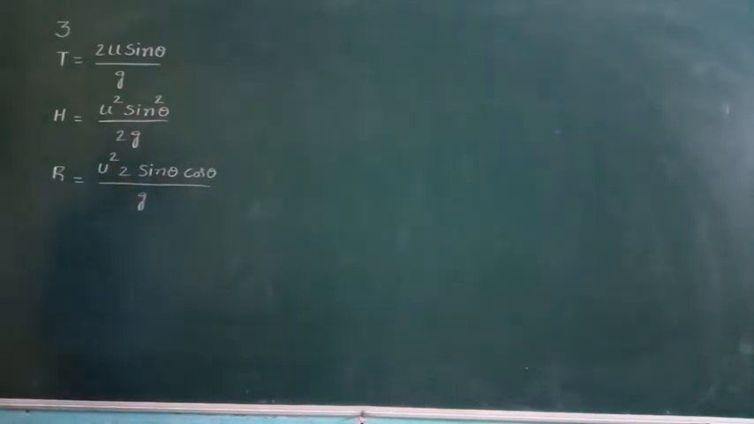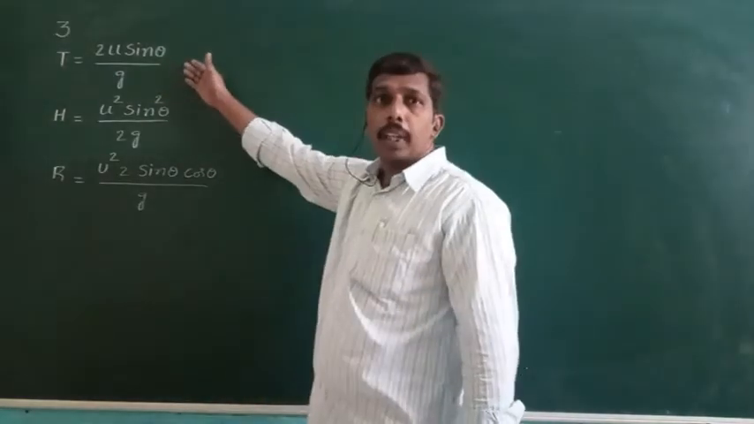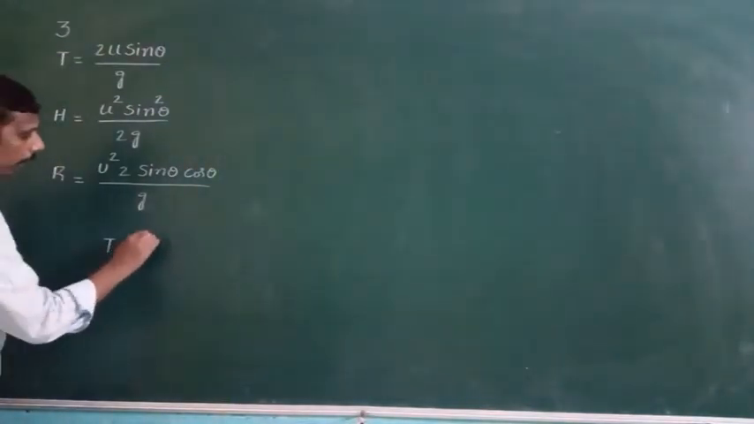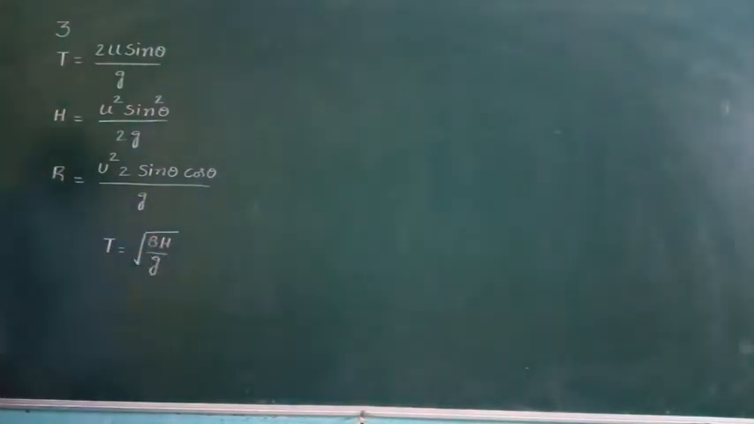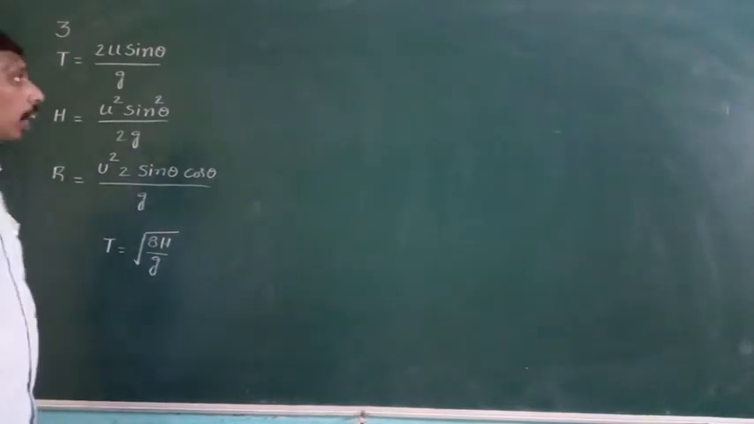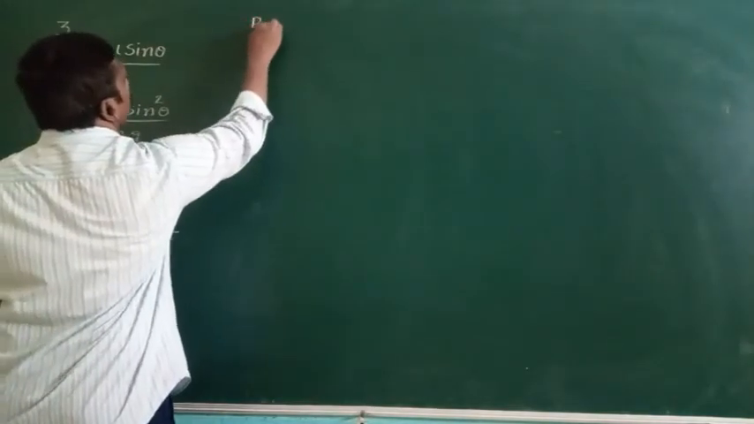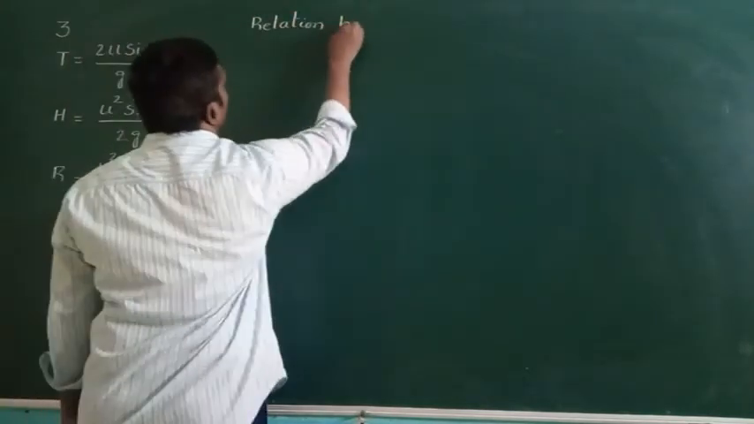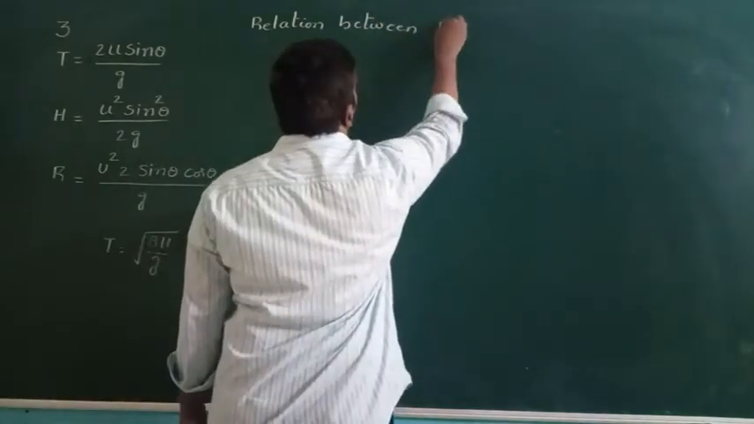These equations we derived in our previous class, and we showed the relation between capital T and h also. The relation between capital T and h is time of flight T is equal to root over 8h by g. This is the relation between capital T and h. Now we derive the relation between range and maximum height.